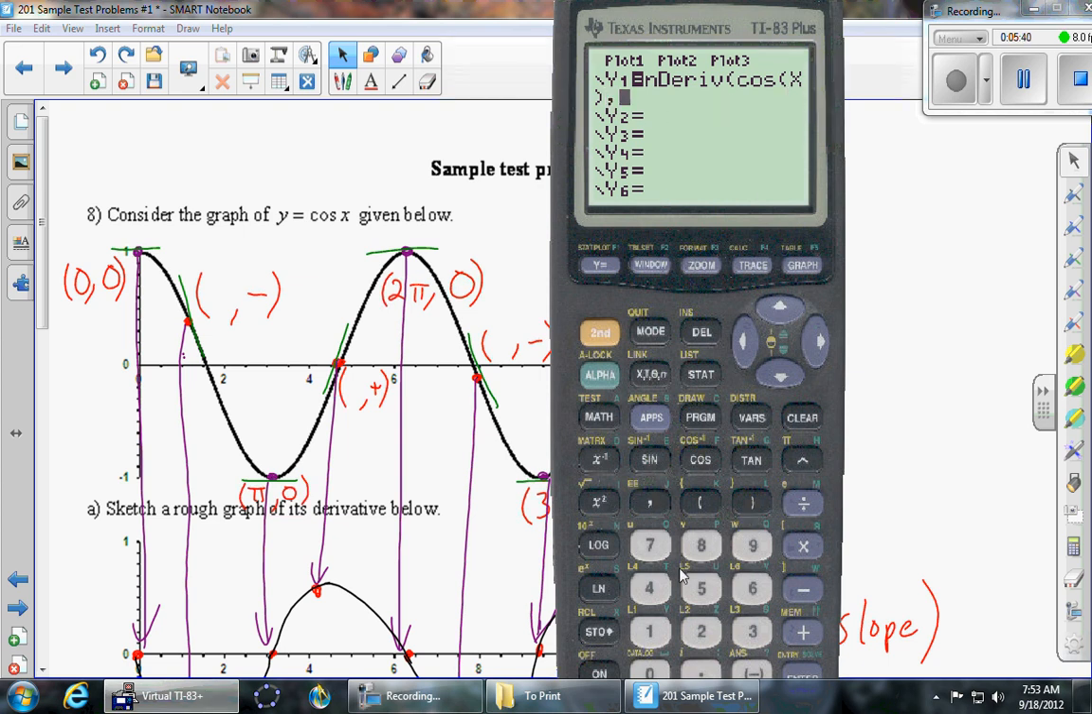Then we type a comma. This is part of the syntax for nderiv. Then you tell it the variable is x. Then you put a comma. And then normally you'd put a number here. You'd say, I want the derivative at x equals 5. And you just put a number. But I don't want just the derivative at 5. I want it at every single point. And the way you tell the calculator to give you the derivative everywhere is to put another x. Then we close the parentheses.